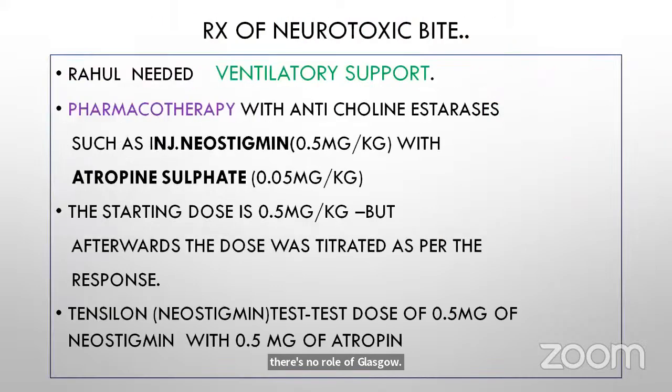So unfortunately, Rahul had neurotoxic manifestations. He was put on a ventilator. He was given pharmacotherapy with anticholinesterase like neostigmine. Before neostigmine, we have to give atropine. The starting dose is usually 0.5 milligram per kg, but afterward the dose is titrated as per the response.